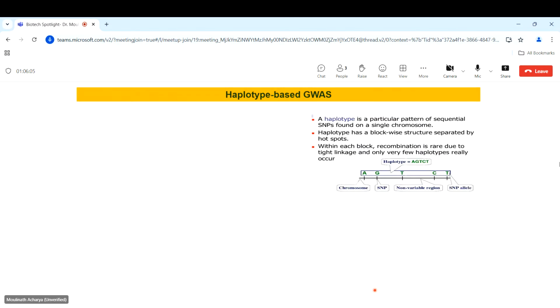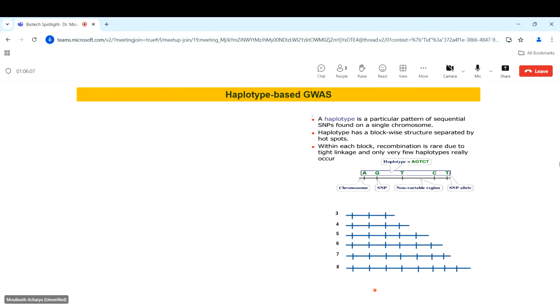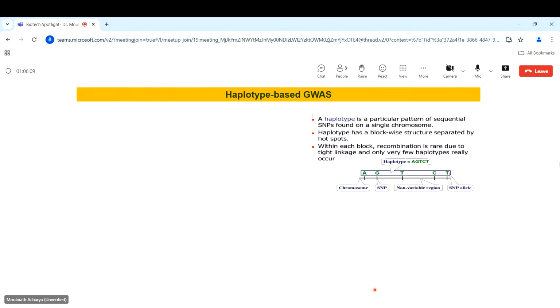So what we have done is a haplotype-based GWAS. A haplotype is a particular pattern. For those who don't know, a haplotype is a particular pattern of sequential SNPs which are found on a single chromosome, and it has a block-wise structure separated by hotspots. Within each block, the recombination is rare due to tight linkage, and only very few haplotypes really occur. Okay, so this is basically a haplotype.